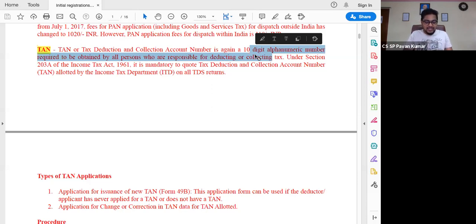So basically, the TAN number is a basic number which is going to identify a particular employer or a tax deductor who is deducting the tax on behalf of the government. Okay, so this is what is called a TAN number.